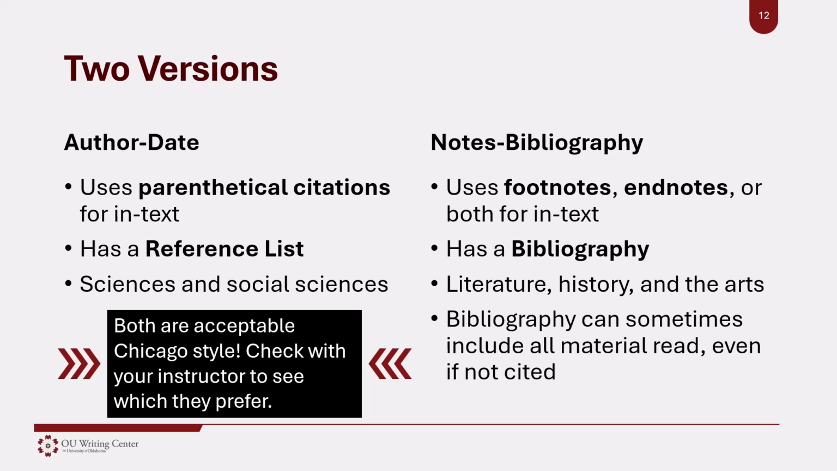The author date system uses parenthetical citations, much like the citations you may already be familiar with. The notes bibliography system uses footnotes or endnotes to cite information. These two systems also differ when it comes to the end of your paper, which we will discuss in detail later. First, let's discuss author date style.